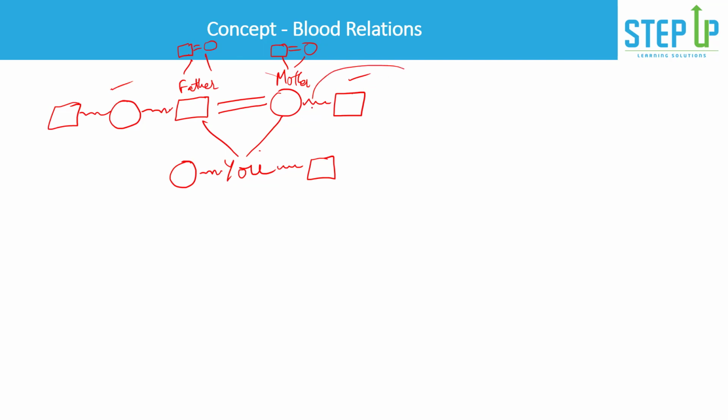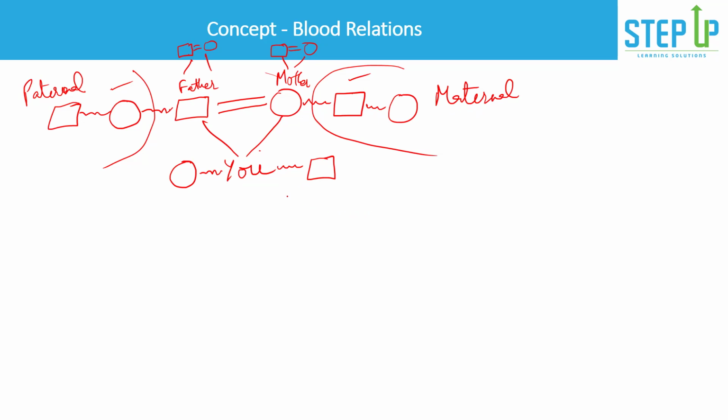Another thing to note is that an uncle from this side is also an uncle, and this side is also an uncle. The distinction is that on the mother's side we call it maternal uncle or maternal aunt. Similarly, if somebody is on your father's side, you call it paternal. PATR is a root which means father, MATR is a root which means mother. So from there it has come.